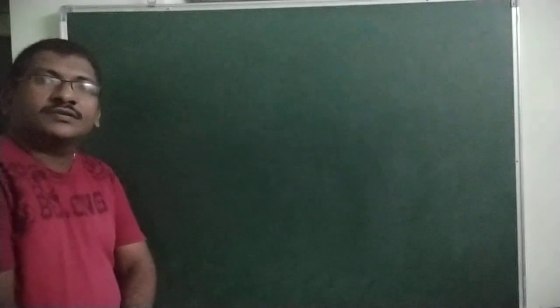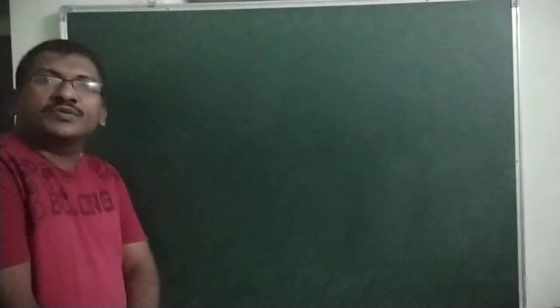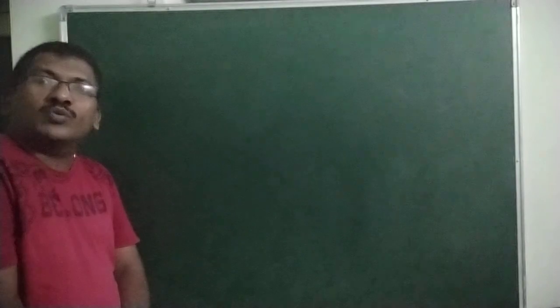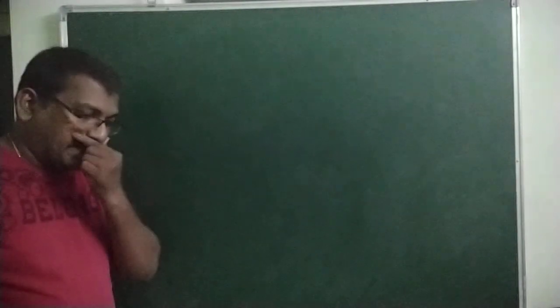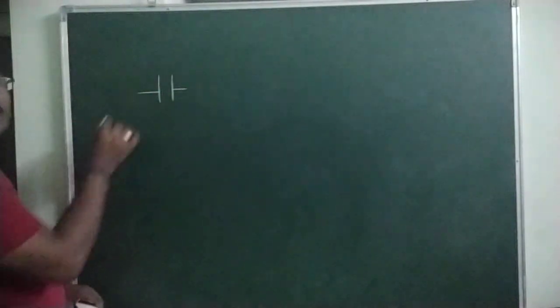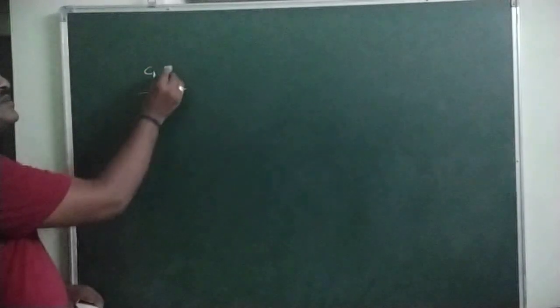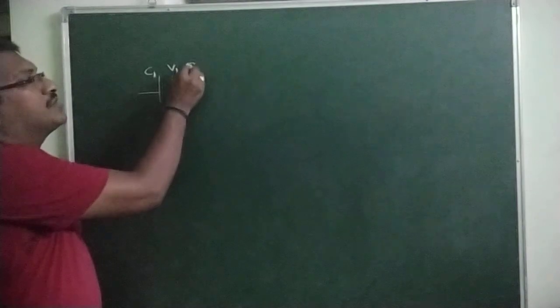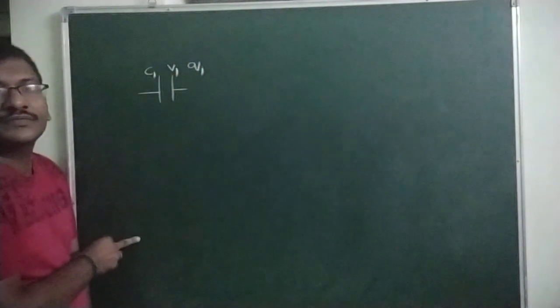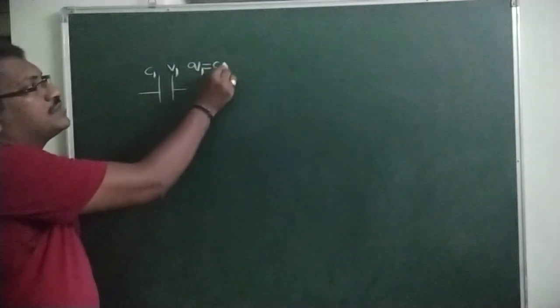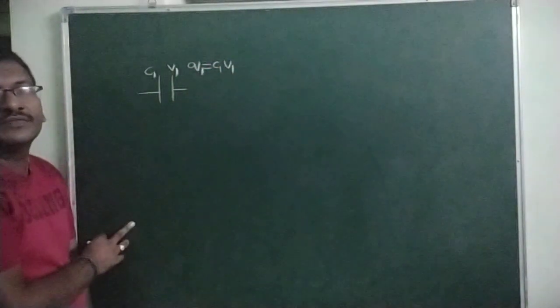Hi students, today I am going to discuss the common potential in capacitors and what is the loss of energy in capacitors. So first, take one capacitor of capacity C1, potential V1 and charge Q1. So the charge on the capacitor we can write here: Q1 is equal to C1 into V1.